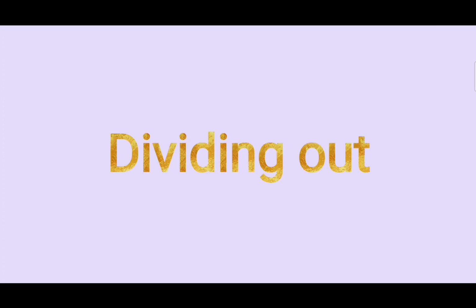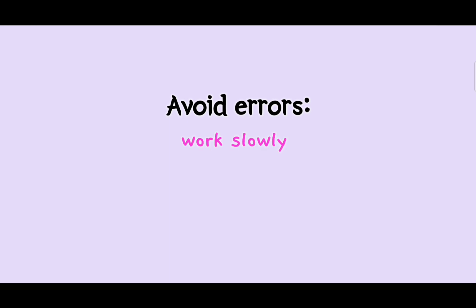In this part of the video, we are going to see some common algebraic errors involving dividing out. Well, a good way to avoid errors is to work slowly, write neatly, and talk to yourself. Each time you write a step, ask yourself why the step is algebraically legitimate or algebraically correct.